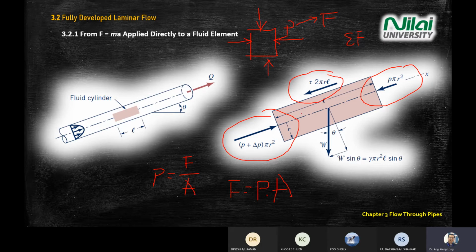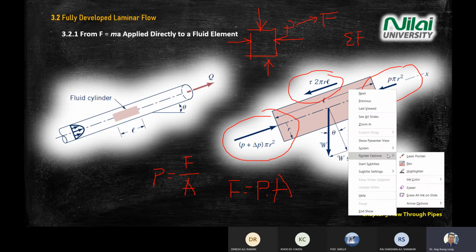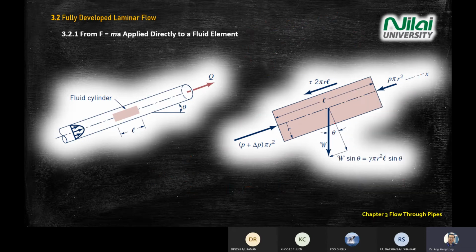Shear is always opposite the flow direction. Gravity is always pointing down, so that's why W is pointing down, with the angle. The angle will be the same as the rotation or orientation of the pipe. This angle will be the same as this angle.